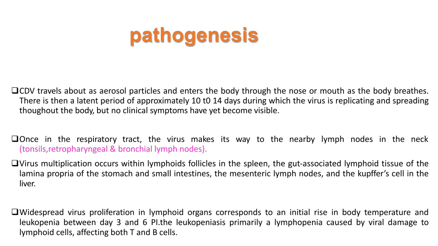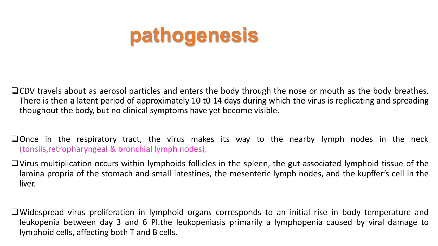Once the pathogen enters the respiratory tract, the virus makes its way to the nearby lymph nodes in the neck: the tonsils, retropharyngeal and bronchial lymph nodes. Virus replication occurs within the lymphoid follicles in the spleen, the gut-associated lymphoid tissues of the lamina propria of the stomach and small intestine, the mesenteric lymph nodes, and the Kupffer cells in the liver. Here the multiplication of the virus particles occurs.